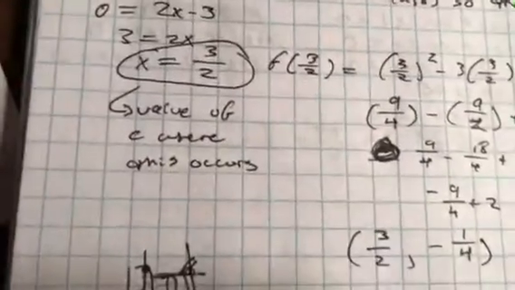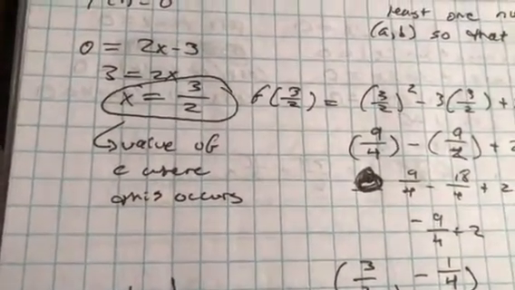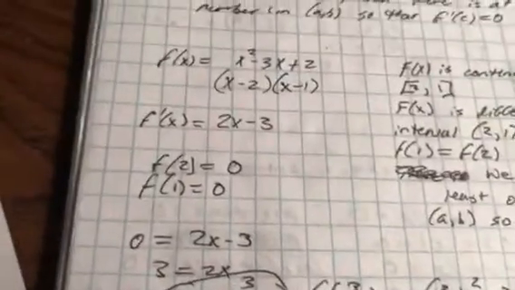3 equals 2x. x equals 3 halves. That is the value of c where this occurs. So that's our c value. And if we plug that 3 halves back into the original function, we can find that exact point where the derivative is 0. Crazy, right? So that point is going to be 3 halves, negative 1/4. On to the next one.